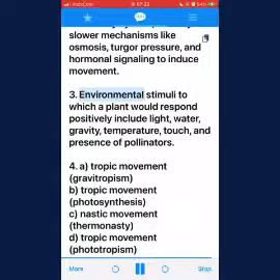3. Environmental stimuli to which a plant would respond positively include light, water, gravity, temperature, touch, and presence of pollinators. 4. A. Tropic movement, gravitropism. B. Tropic movement, photosynthesis. C. Nastic movement, thermonasty. D. Tropic movement, phototropism.